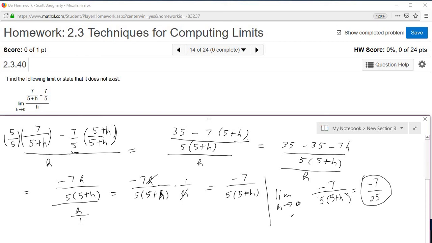Because now this final form that I had over here, when I plug 0 in for h, I no longer have a 0 on the bottom, right? I have 5 times 5, right? Which led to getting the answer of -7 over 25.